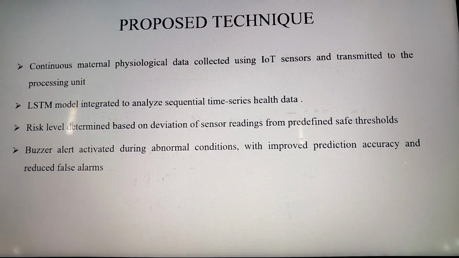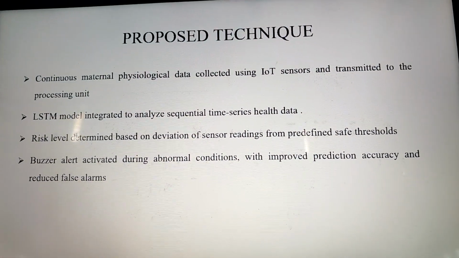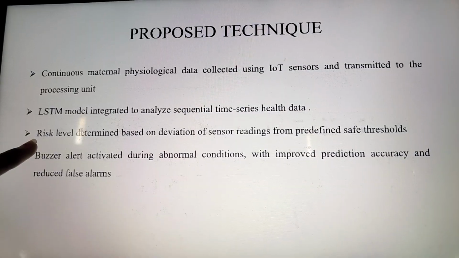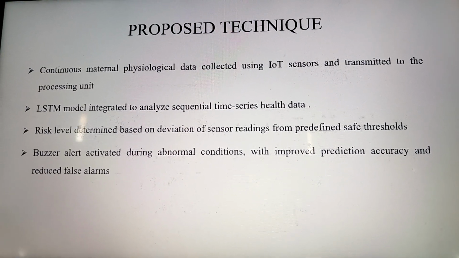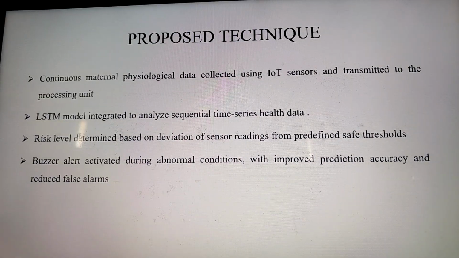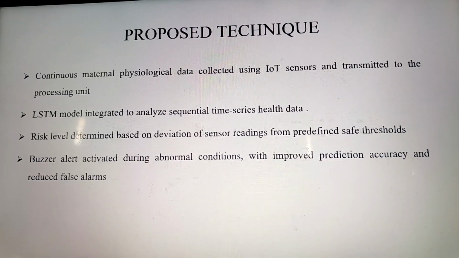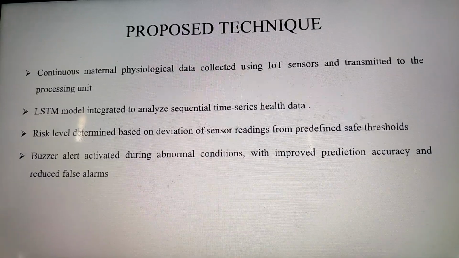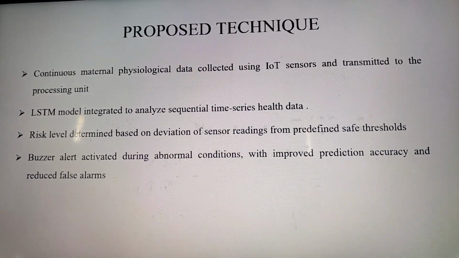Now this is the proposed technique, wherein we have physiological data connected through sensors as the same, but we have replaced the random forest model with the LSTM model, because the major drawback of the random forest model was that it could not understand sequential data, whereas the LSTM model also understands sequential time series data. Risk level is determined based on the deviation of sensor readings from safe thresholds. Buzzer alerts are given.